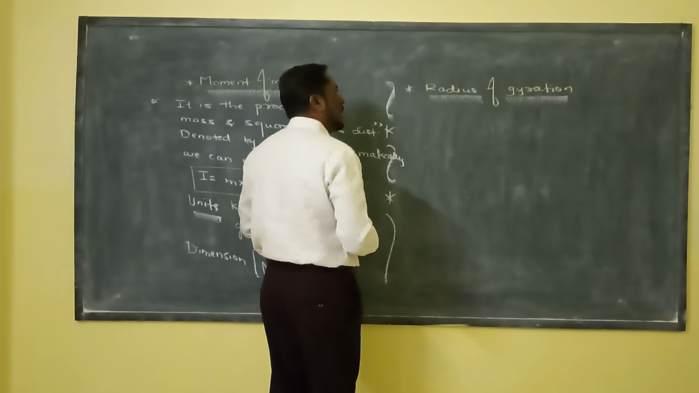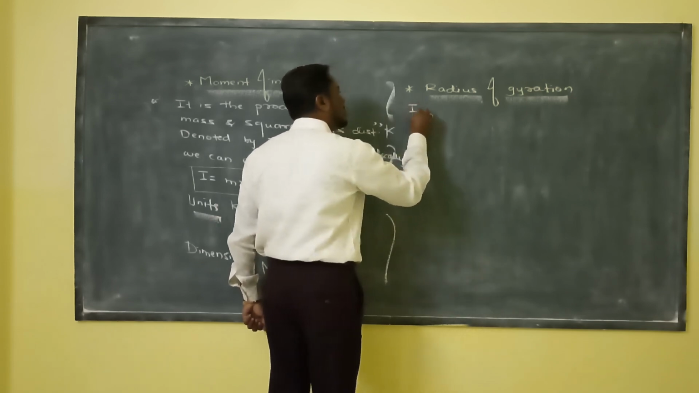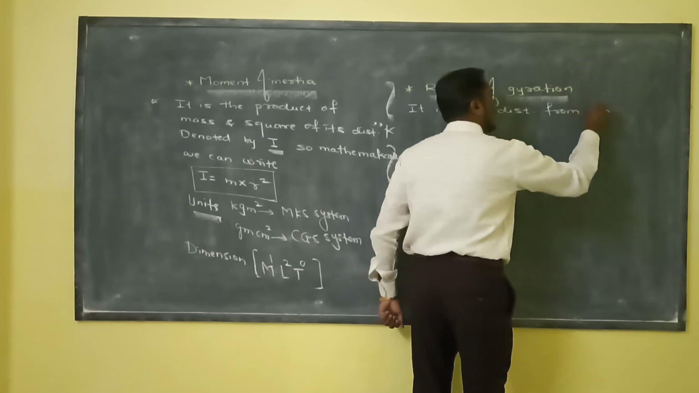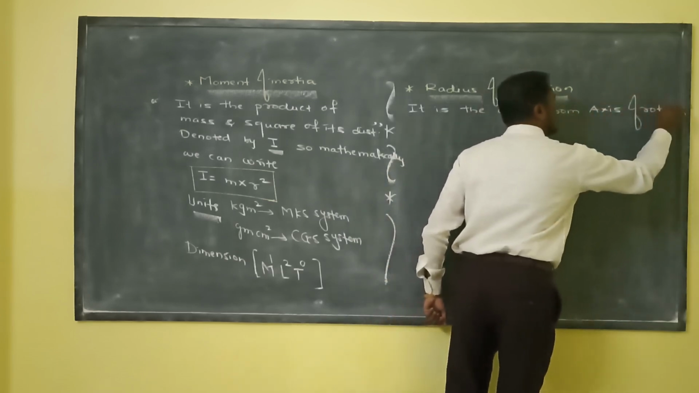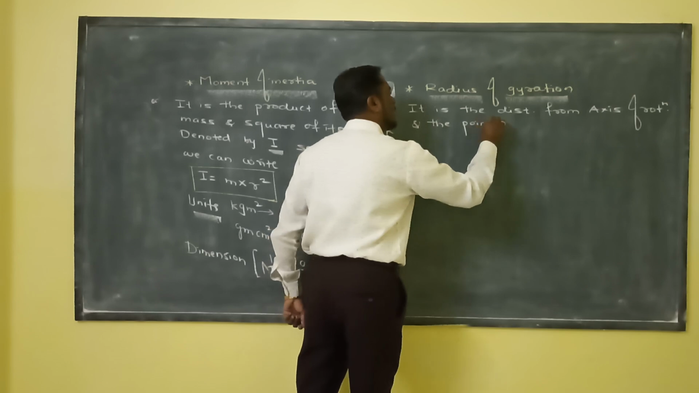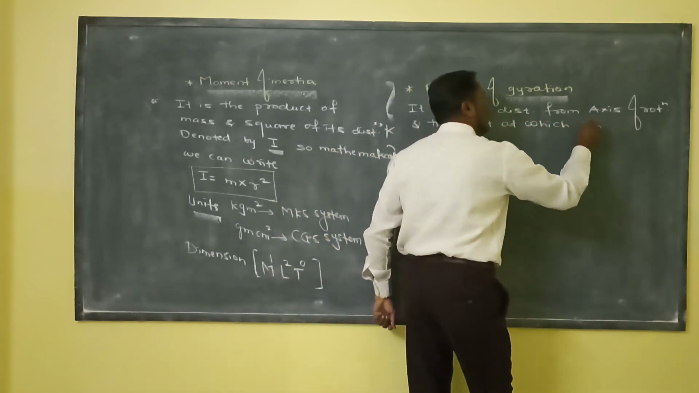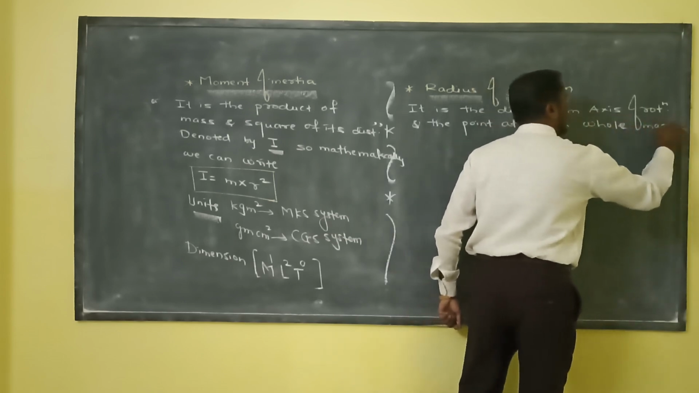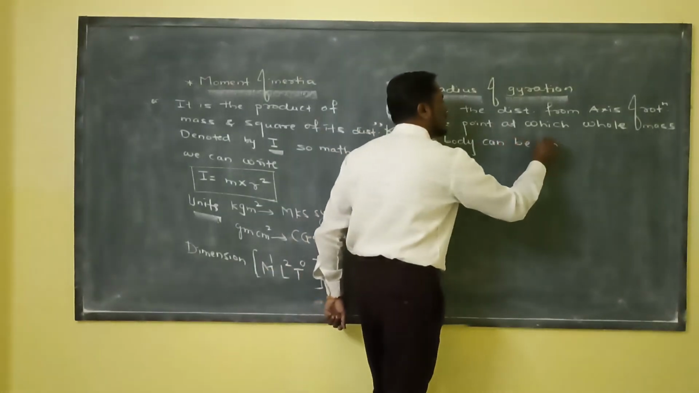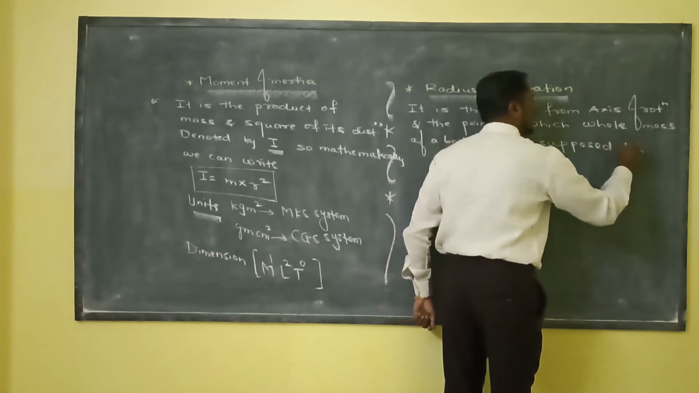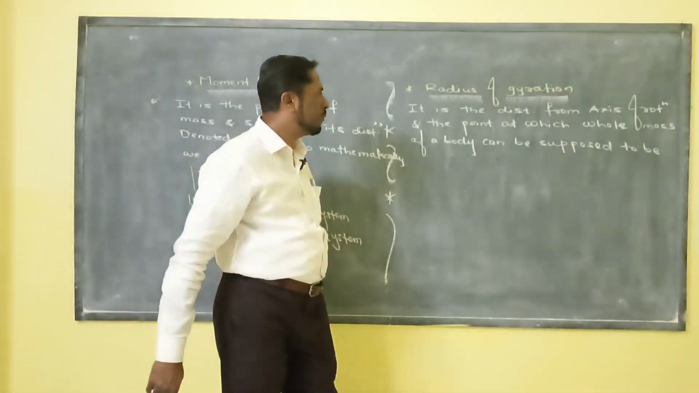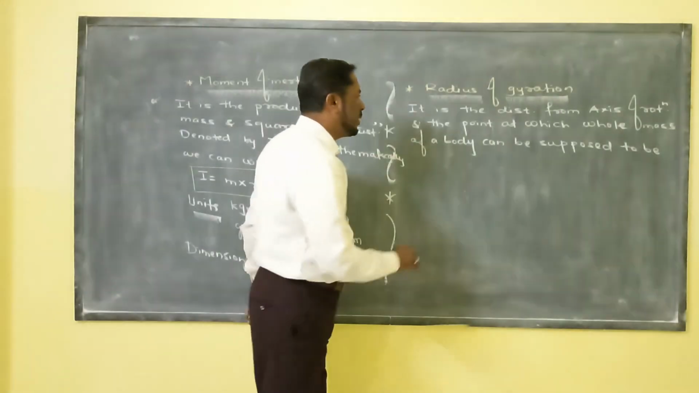Now, what do we understand by the term radius of gyration? Radius of gyration is the distance from the axis of rotation to the point at which the whole mass of a body can be supposed to be concentrated.